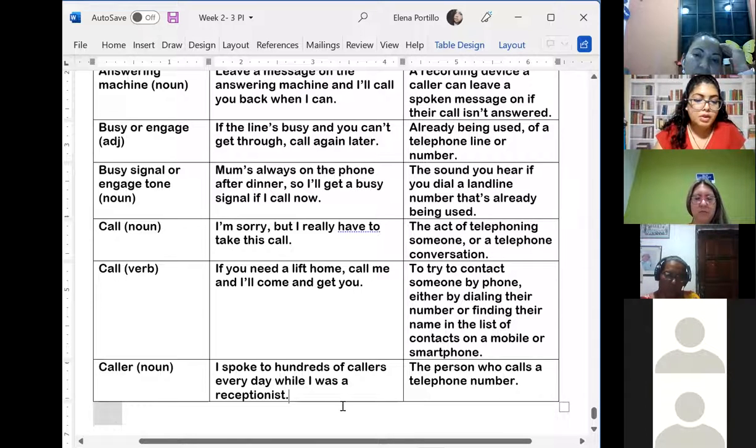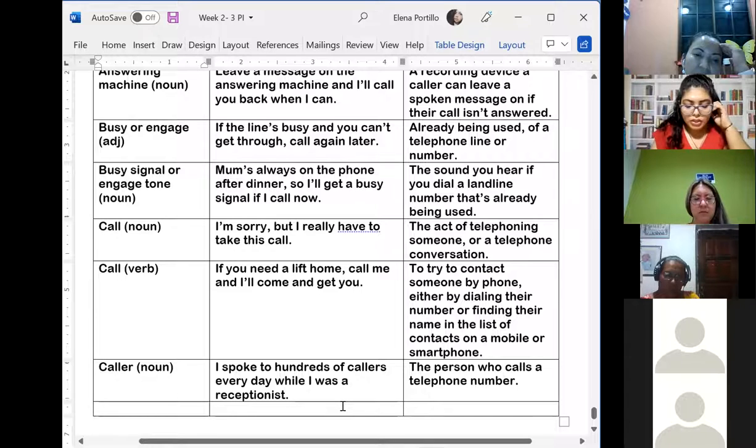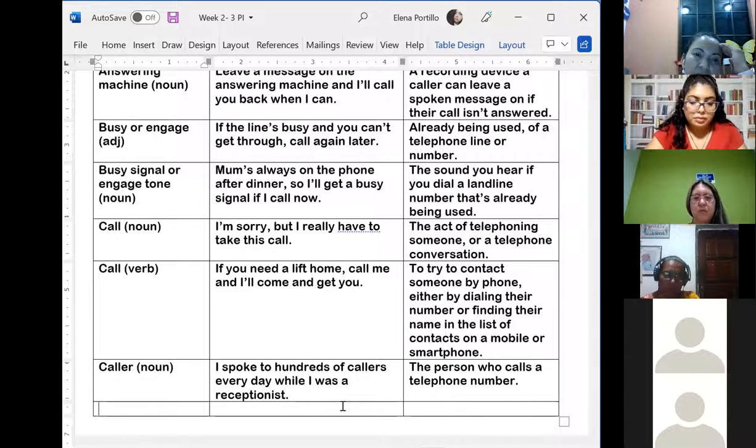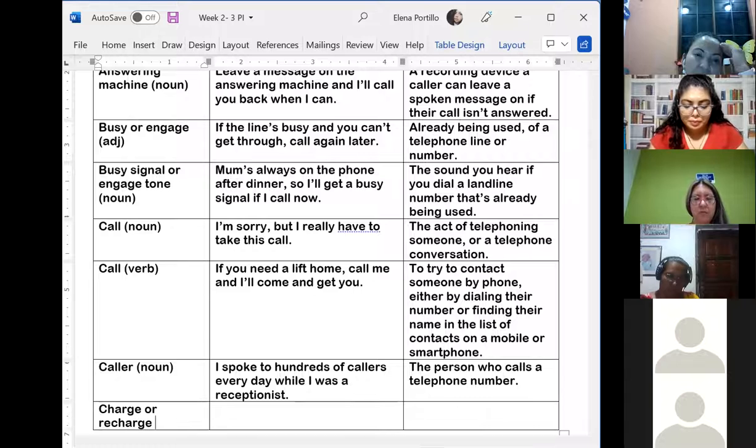We are going to have another one, and it says charge or recharge. And this one is a verb, it's an action. And it says, don't forget to charge your phone before you go camping.